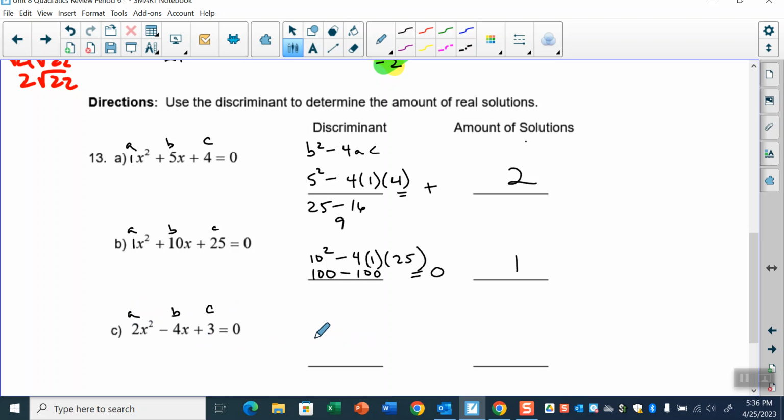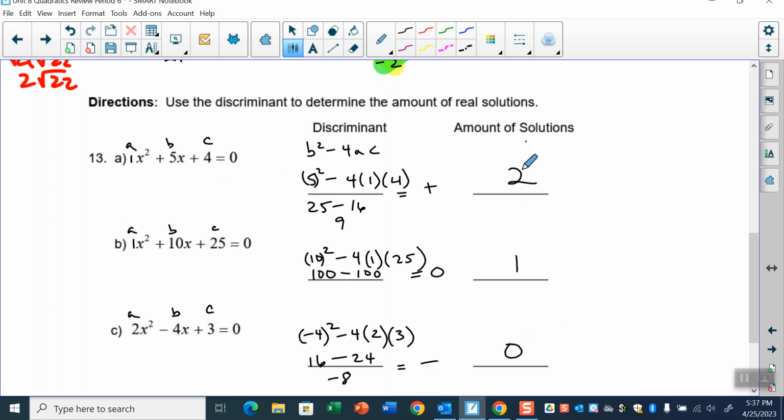All right, and then here I've got a is 2, b is negative 4, c is 3. So that would be b squared, so negative 4. I'm going to put that in, and I guess I should have done these in parentheses, right, b squared. So b squared minus 4 times a times c. So negative 4 squared is 16. There's only one negative, so minus, and then that would be 8 times 3, 24. So that would be negative 8. All right, so that's negative. So that means there are 0 solutions.